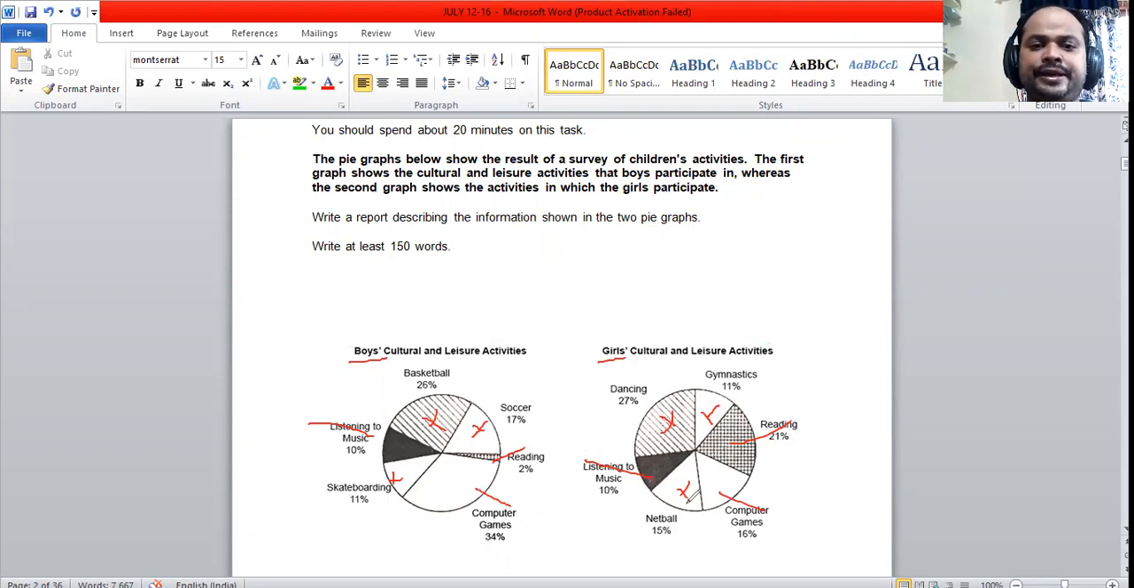So we can see something similar, something in common. They are involved in some activities in common, that's listening to music, reading, and computer games. Other interests are separate. So this is what we have grouped.